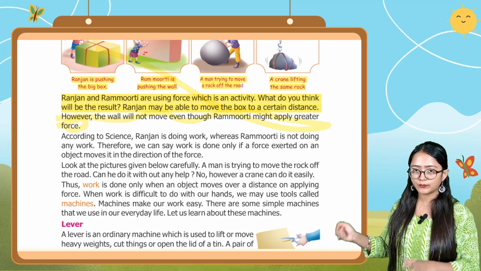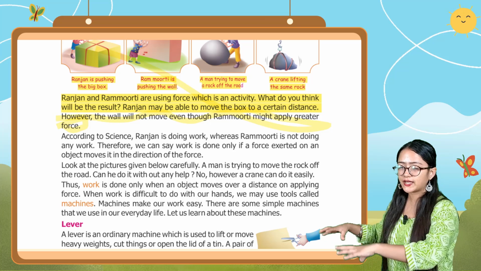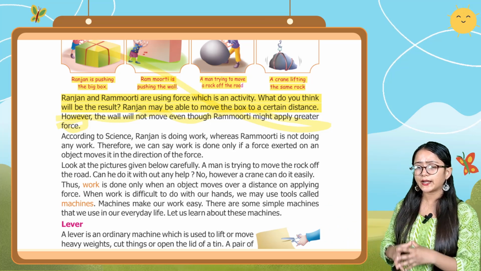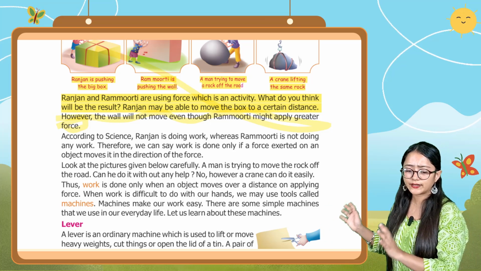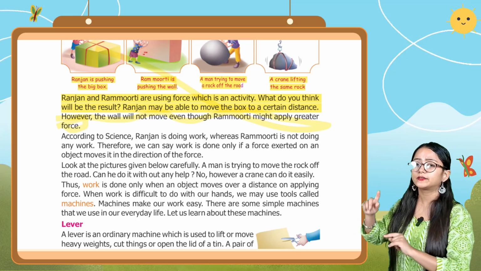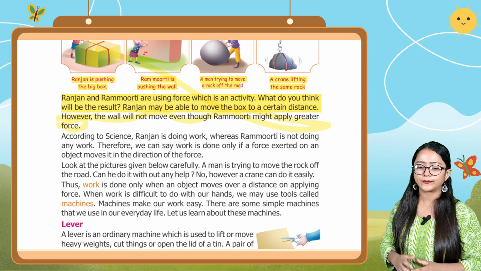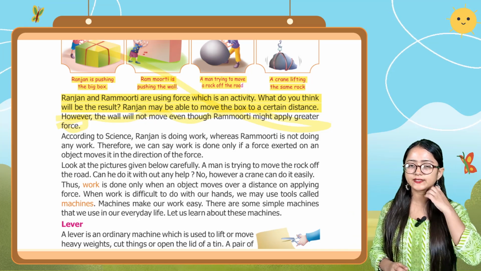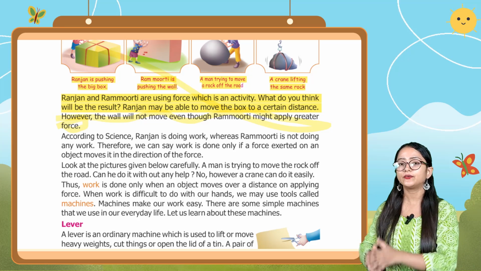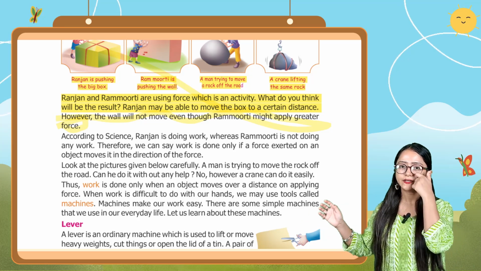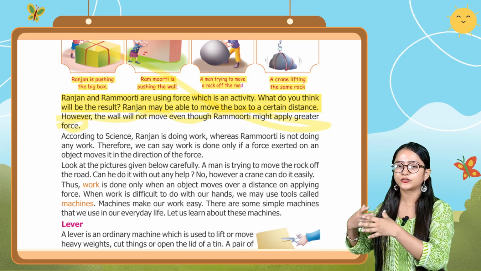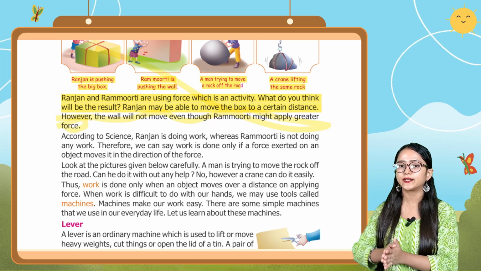But here in Ramurthy's case, the wall is fixed at one place only, and the wall is not at all moving. Ramurthy is applying the force, but obviously the wall will not move. So that means the work is not done. The whole meaning is that work is done when you apply force and that object moves, that object shows some kind of result, then we can say that the work is done.